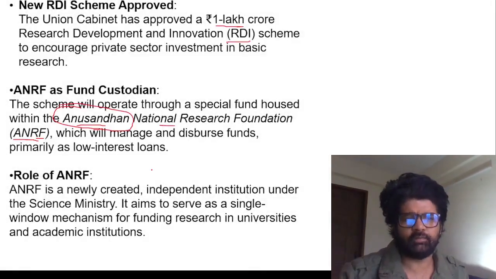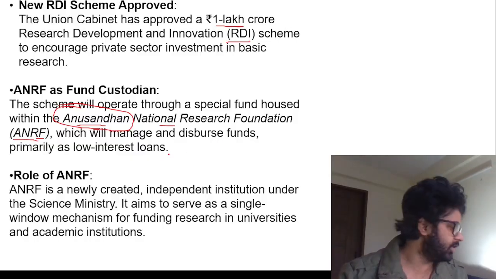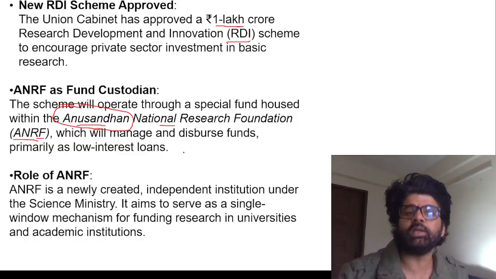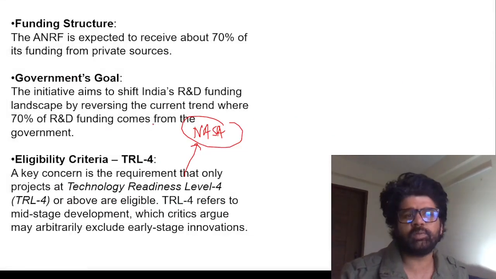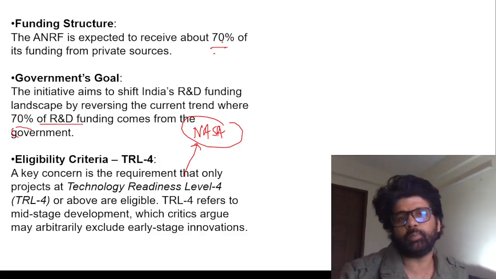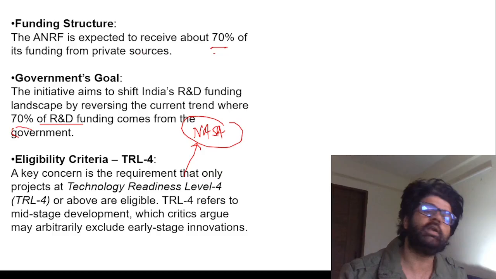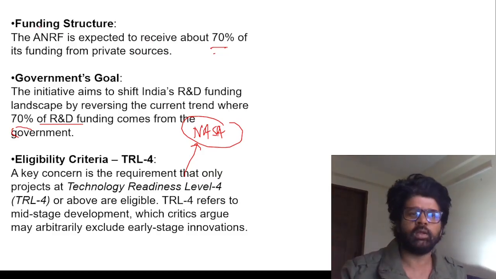So ANRF will manage and disperse funds. If you come with some research, they will give you money, and most of this money will be coming from the private sector. ANRF, you can see, is created under the Science Ministry. Single window mechanism for funding research in universities and academic institutions. The basic rationale of the scheme is that government wants to reverse this. Currently, 70% of R&D funding is coming from government, and they want to do the opposite. 70% of funding should come from private sources after this particular scheme, and ANRF will receive those fundings.